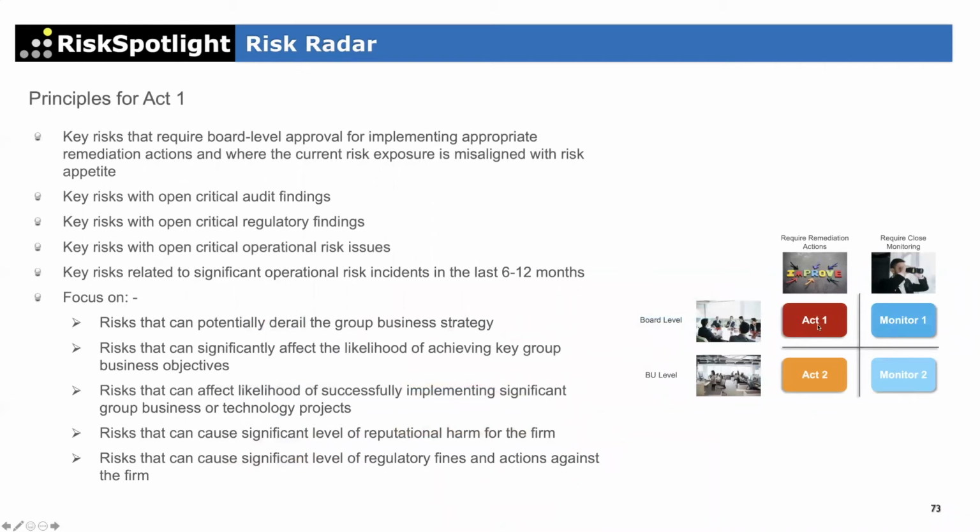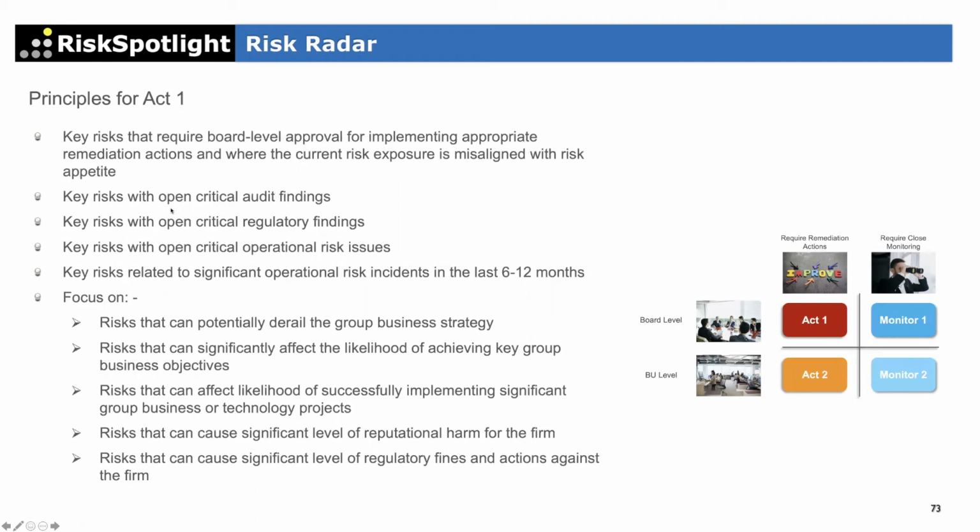So in terms of deciding what goes in Act 1, this is where we can say key risks that require board level approval for implementing appropriate remediation actions and where the current risk exposure is misaligned with the risk appetite. So if something has breached the risk appetite or may soon breach risk appetite, and now we need to implement some actions which require board level approval, then I would include those risks in that segment of the radar.